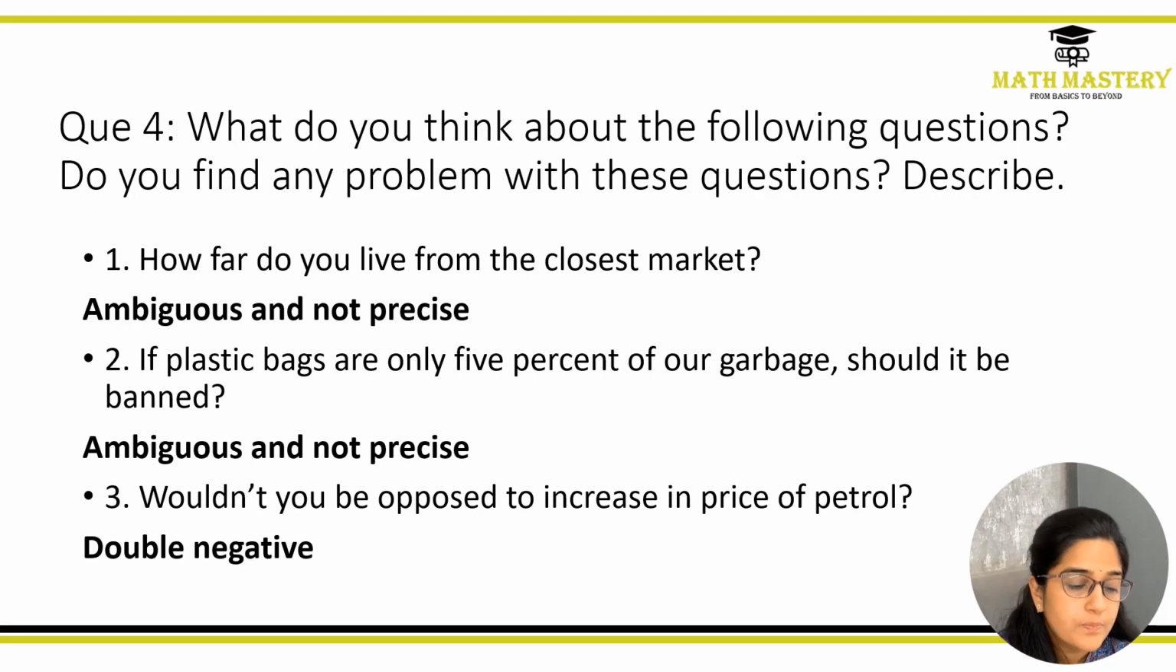Question number 4. What do you think about the following questions? Do you find any problem with these questions? Describe. So I am reading out the question. Question number 1. How far do you live from the closest market? So this statement is ambiguous and not precise. The better way to ask this question is, how far is the market from your home? That will be a more precise and clear way.